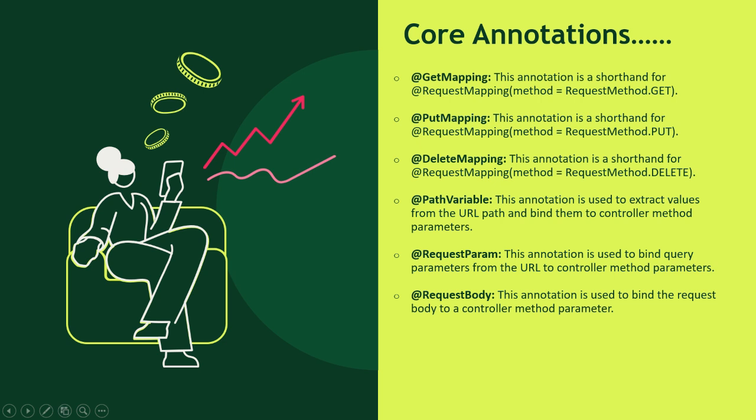So you can either write this @RequestMapping and then define that particular method, or you can directly write this @GetMapping. So it's either one of them you can write and then achieve the same thing, right? Similarly, it is applicable for @PutMapping. This is the annotation, this is a shorthand, right?